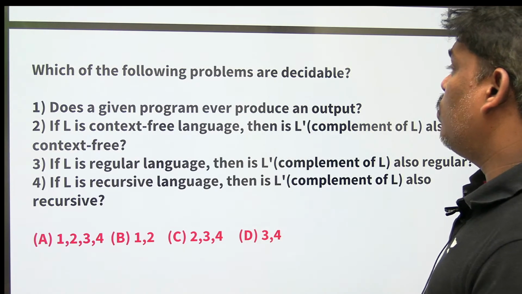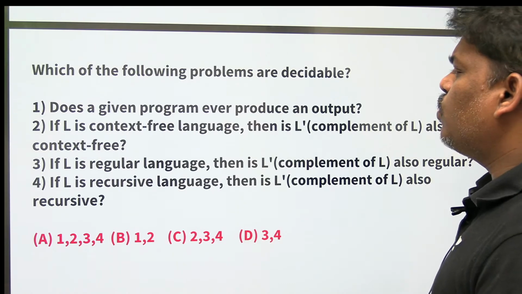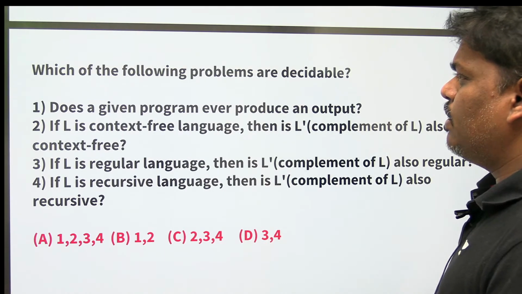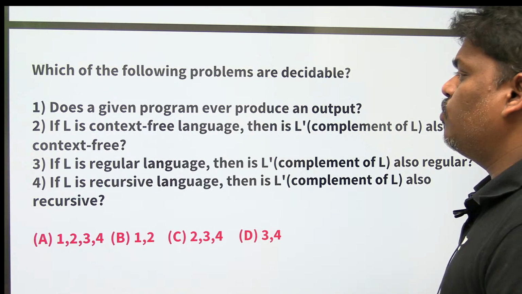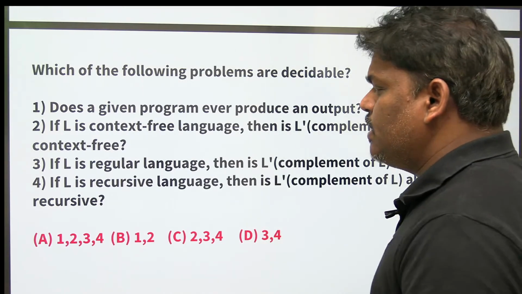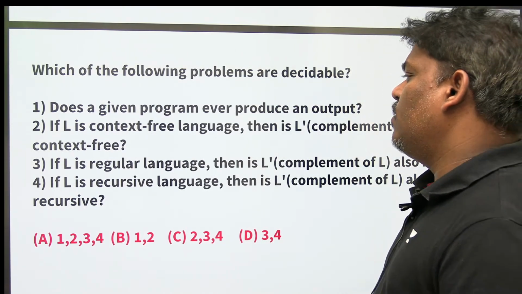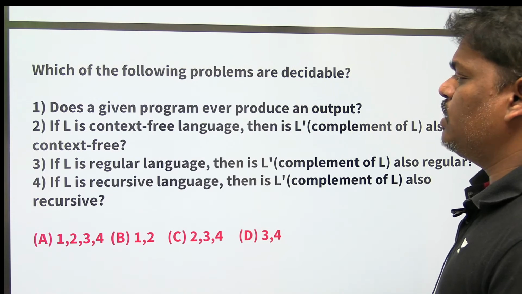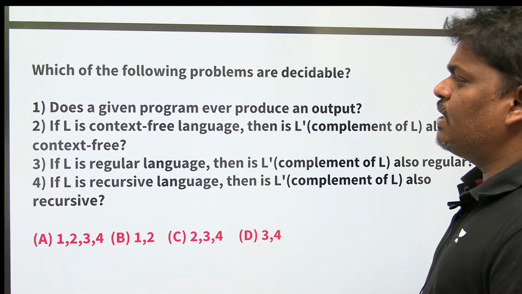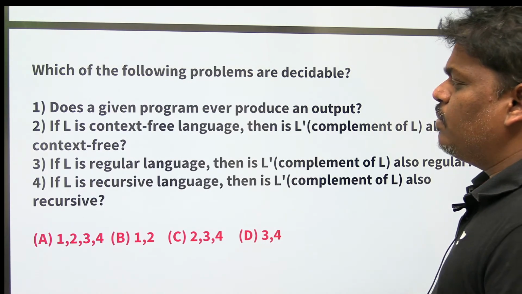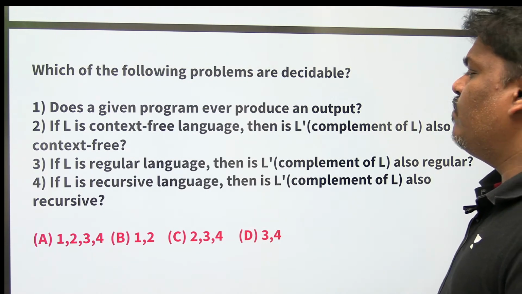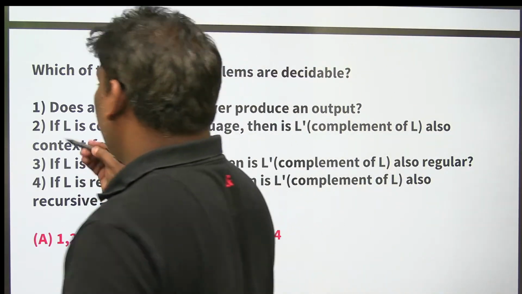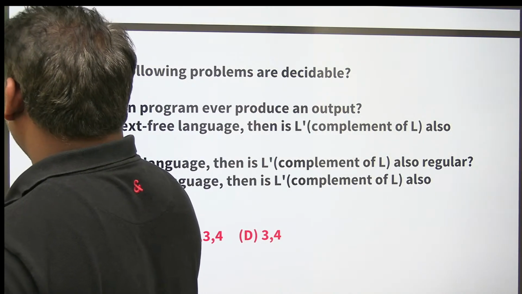Which of the following problems are decidable? Let's check. Does a given program ever produce an output? When I write a program on a computer and run it, it may or may not produce output; sometimes it goes into an infinite loop. This is the halting problem of a Turing machine. A computer program is nothing but a Turing machine, so whether it halts or gives output is the halting problem, which is undecidable.